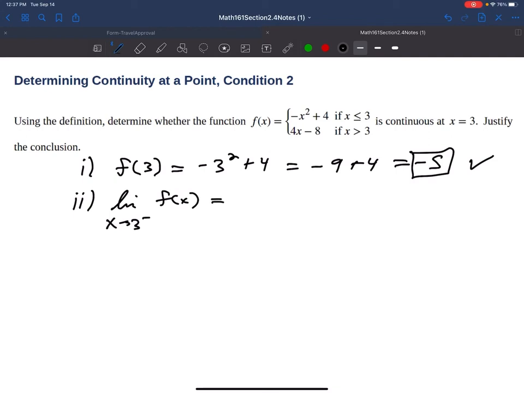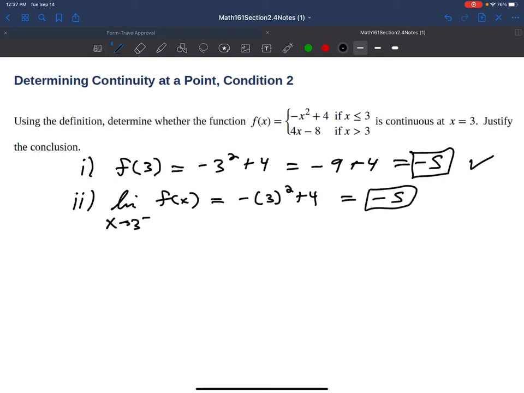In order to do that, we're going to use the top definition, because that's when x is less than or equal to 3, we are to the left of 3 on the number line. And since it's a polynomial, I'm just going to do direct substitution. So that'd be negative of 3 squared plus 4, which is negative 9 plus 4, which is negative 5.